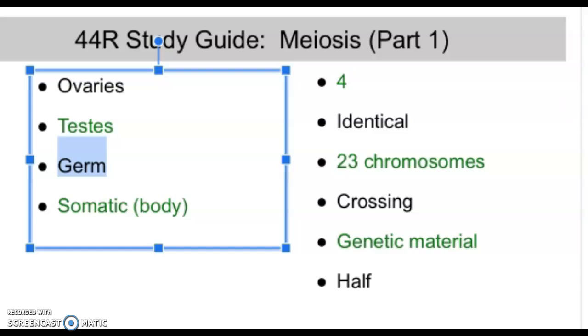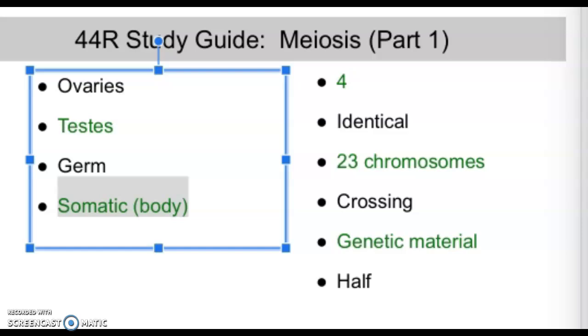And another thing we just learned is that meiosis happens in non-somatic cells, so cells that are not in the human body systems, other than the reproductive ones, right? So now we need to understand how meiosis generally works.